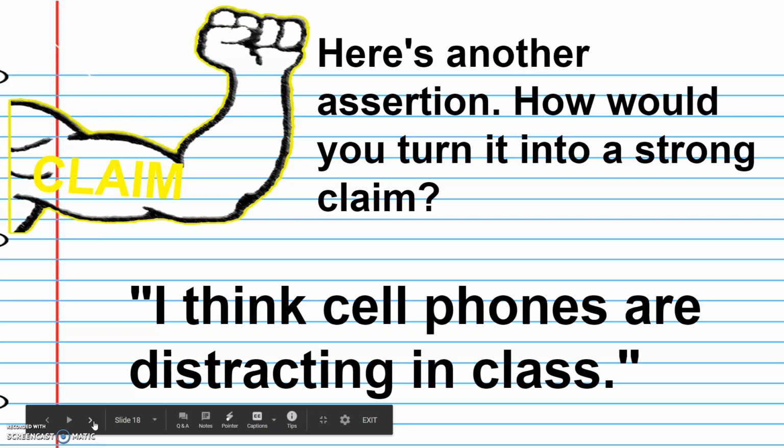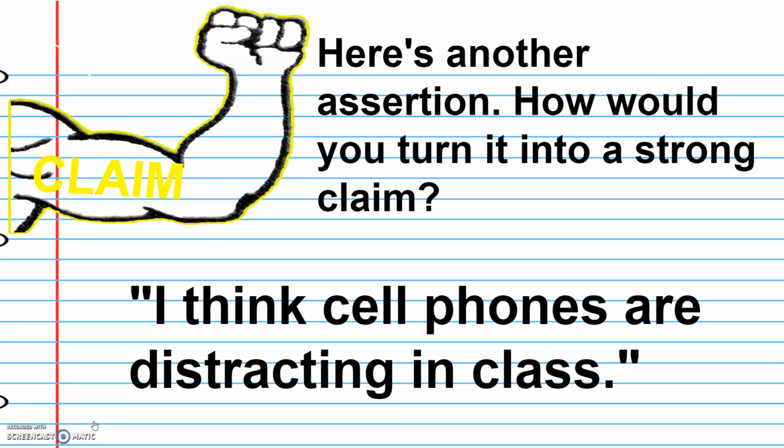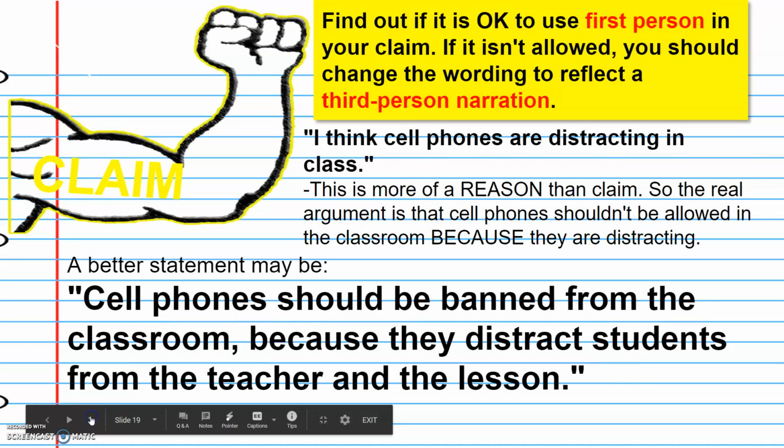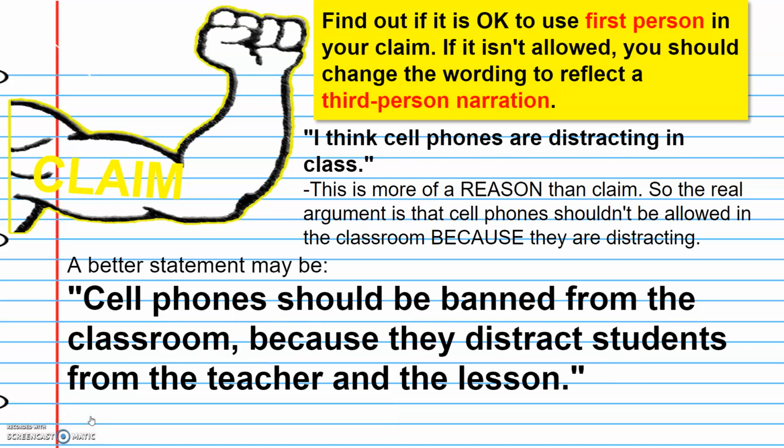Here's another. How would you turn it into a strong claim? I think cell phones are distracting in class. Immediately, you should notice some things wrong with this. I think. Find out if it is okay to use first person in your claim. Well, it isn't. If it isn't allowed, you should change the wording to reflect a third person narration.